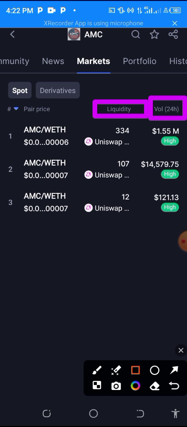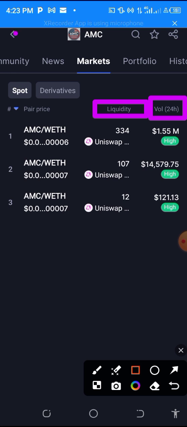The reason it is important to check the liquidity and 24 hours volume is that some coins will just be there in the market, but they are not moving, because the liquidity is low. If the liquidity is low, it means there are not many investors on that platform. A lot of persons are not interested in that coin. So make sure there is high liquidity and also high trading volume. So that is that for AMC.